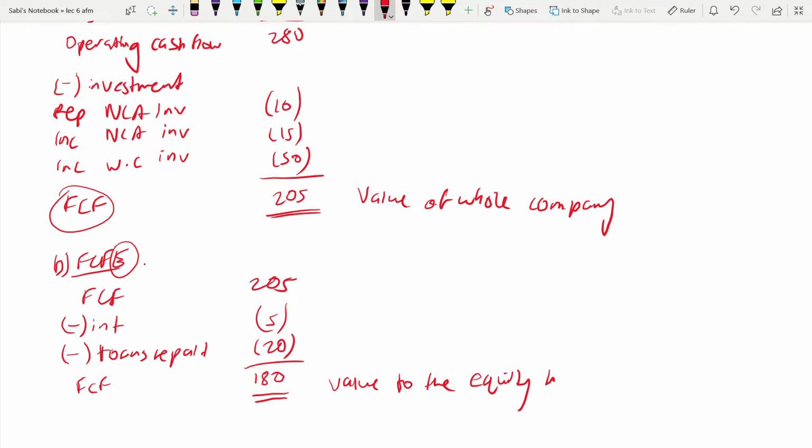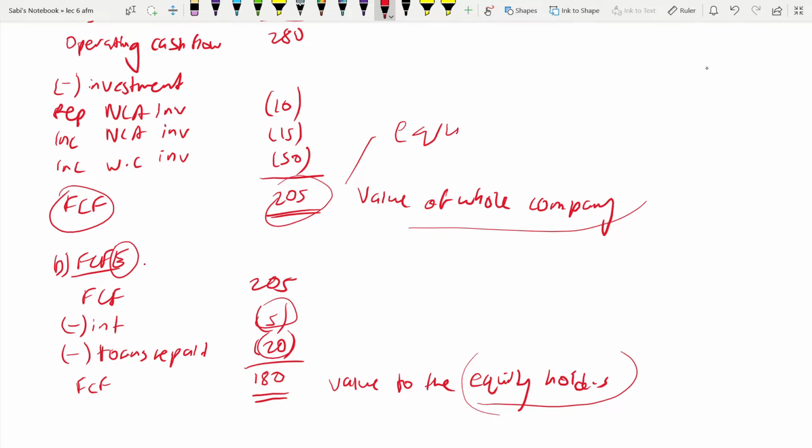Now do you understand why you deduct debt, interest and loan repaid? You deduct it and whatever is remaining is for the equity holders. But here it goes to everything. This 205 goes to equity holders as well as the debt holders. That's why you didn't deduct any debt or any interest on the debt. Now it makes more sense, I think, right?